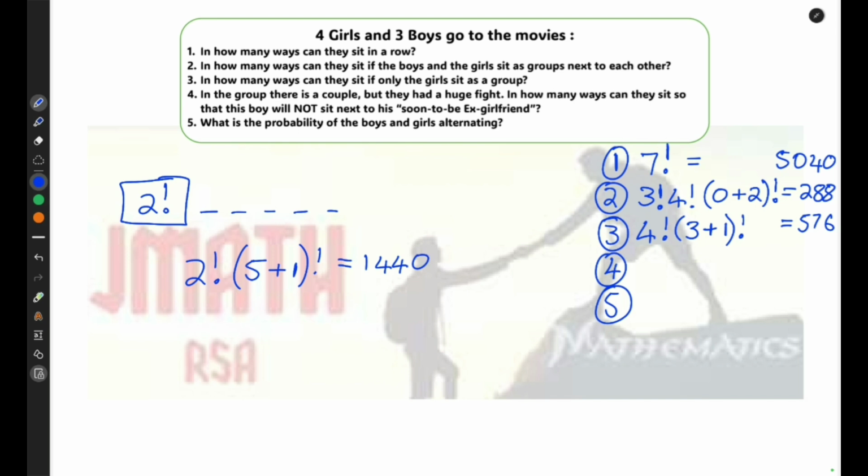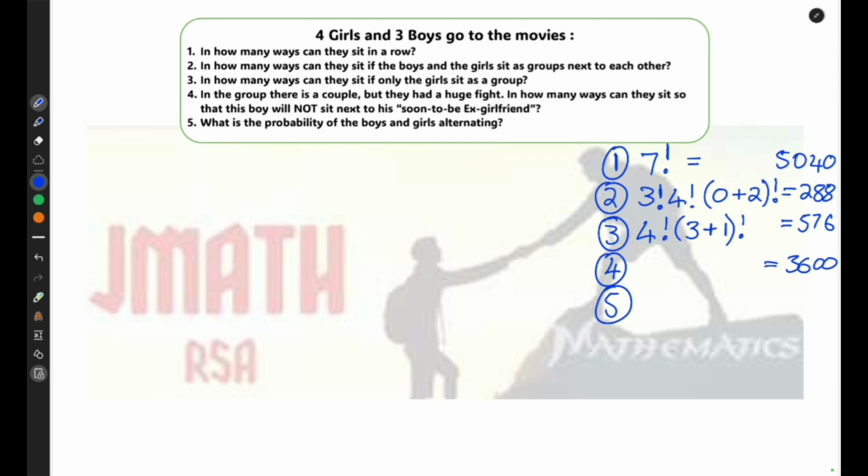So we can see that 1,440 of these cases would be where those 2 sit next to each other. That's very awkward if you're in a group and 2 people are fighting. So we don't want that to happen. So the answer in this case would be all the possibilities, so 7 factorial minus this answer, and then that would equal 3,600 different ways where they do not need to sit next to each other and ruin the movie for everyone. Question 5. What is the probability of the boys and girls alternating?